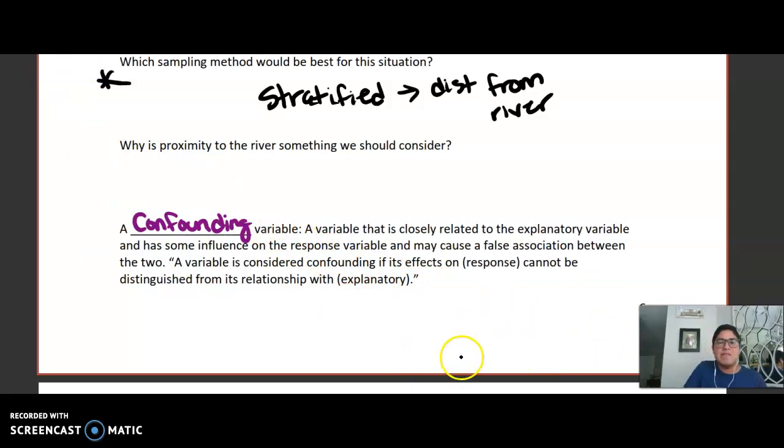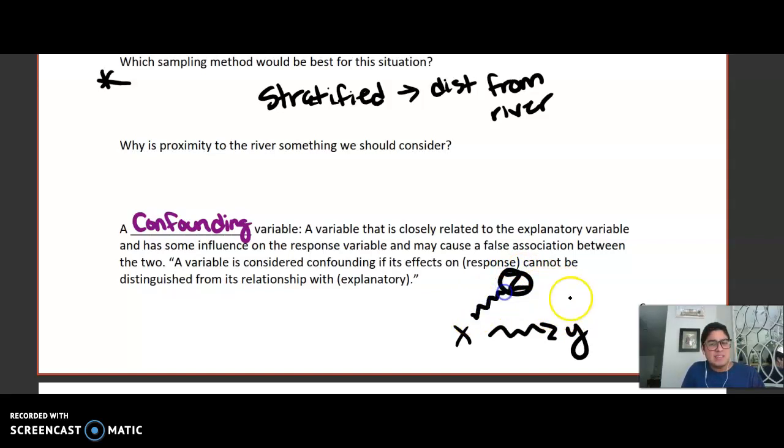But basically, we have this picture going on. I'm trying to show that there's some relationship between X and Y, whether it's cause and effect or some type of association. But here I have this unknown variable, Z, that is kind of related to X, but then also has some influence on Y. So I can see now with this weird triangle, I can't tell if X or Z is causing this change in Y. They both have an influence on the response, but I can't distinguish which variable is causing that.